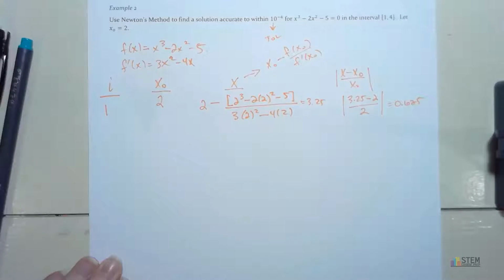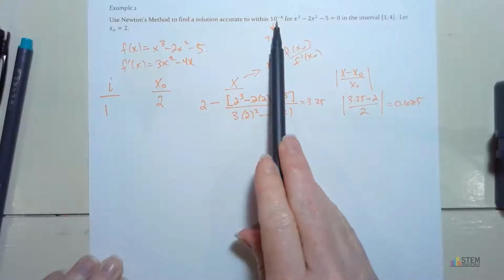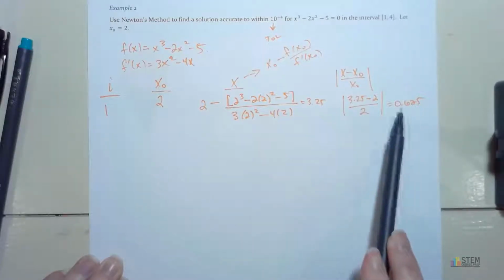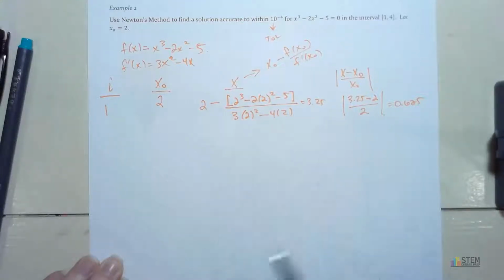And that's basically it, right? It's not too hard to do. Now this is obviously still bigger than this tolerance, because I want this value here to be less than this. So we're going to go again.